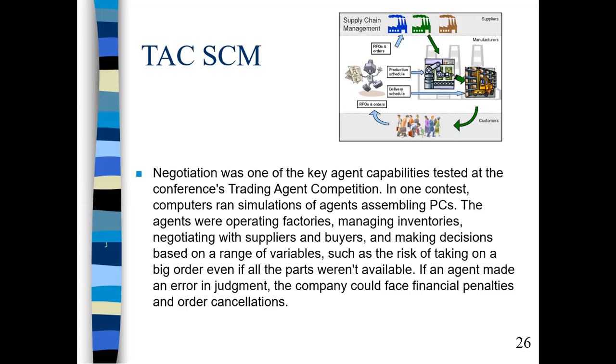So this is an application of agents in the trading agent competition, where the contest runs a simulation of agents assembling PCs. So it's not humans, but agents doing the assembling of PCs. The agents were operating the factories, managing the inventories, negotiating with suppliers and buyers. It means that you don't need people to operate the factories, but agents will do that and also manage the inventories. One agent manages the inventories, and one agent negotiates with suppliers and buyers, and also makes decisions based on a range of variables. So this is just a simulation in the trading agents competition. Very interesting. But if we can implement it in a real situation, where basically if the agents can do what humans can do, then we can hand over to the agents actually.